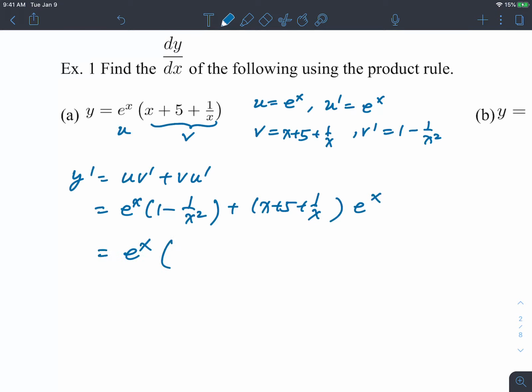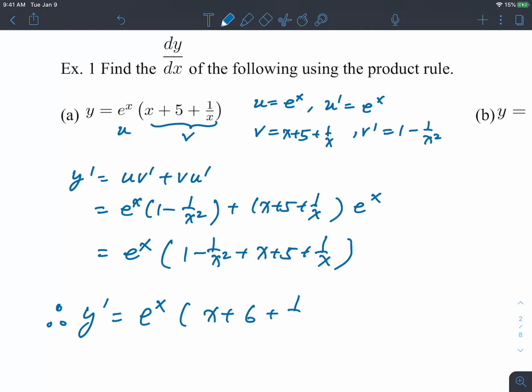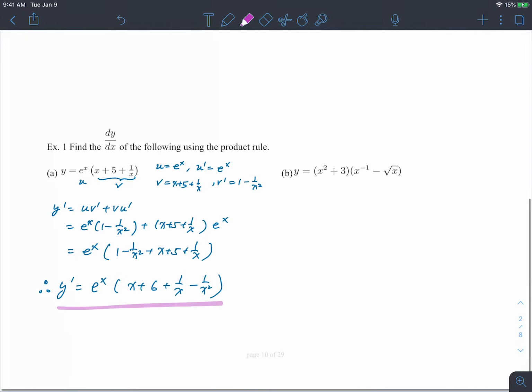And what I'll notice is that I'm just going to copy it all over again as it is, like this. And I notice that these two match, I could add, but these are of varying degree of x to the power of, right? So I like to put it in descending order. So y prime therefore is equal to e to the x times x plus 6 plus 1 over x minus 1 over x squared. All right, guys? So that's the answer. There you go. All right, let's hop on over to the next one. Now, I'm going to show you a slightly different way of writing this out.